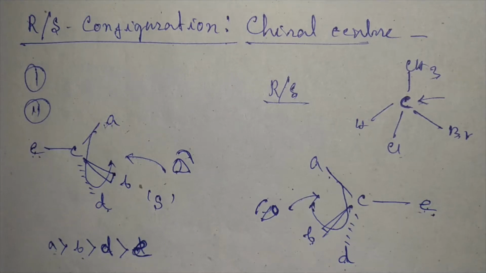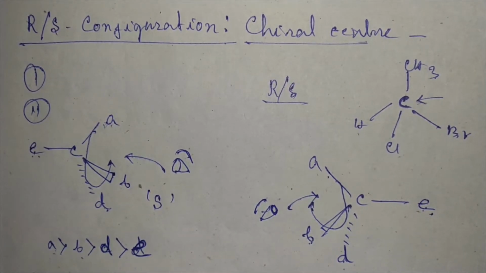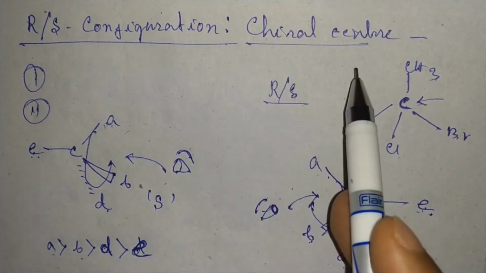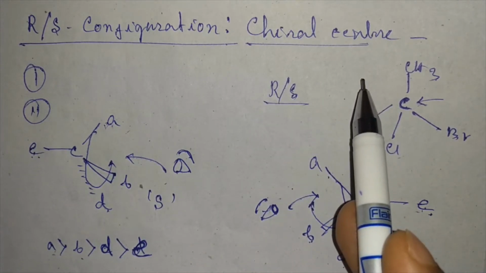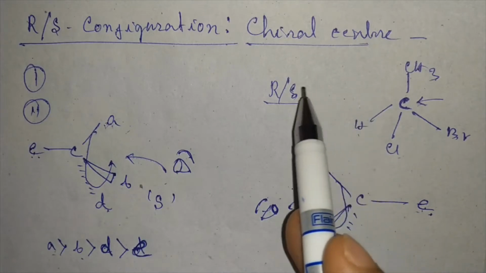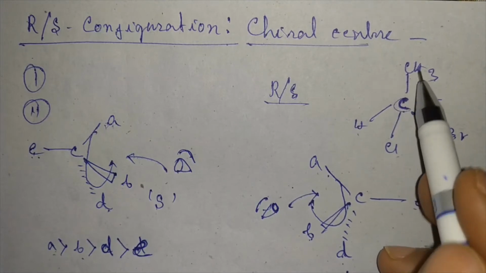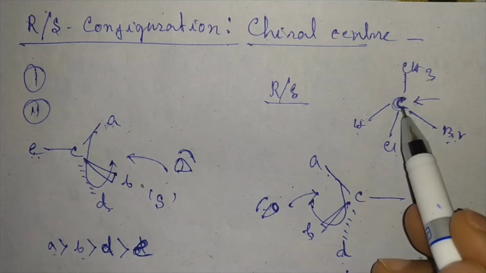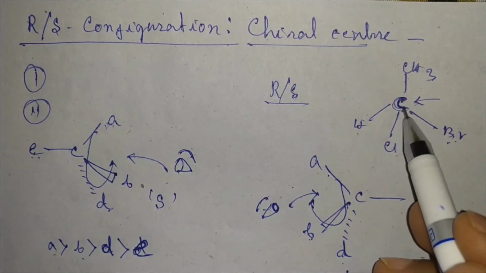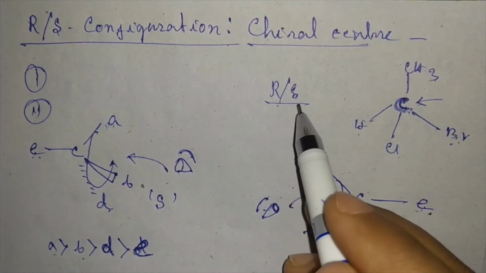Today I am here with one topic, that is the determination of RS configuration for chiral center. So first we have to know what is chiral center. Chiral center in a molecule is the carbon center in which four different groups are attached to the carbon. If we take one example, this one, the carbon has four different groups. So it is a chiral center, and this chiral center will have configuration either R or S.